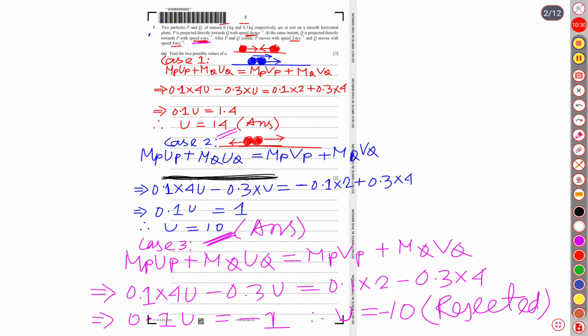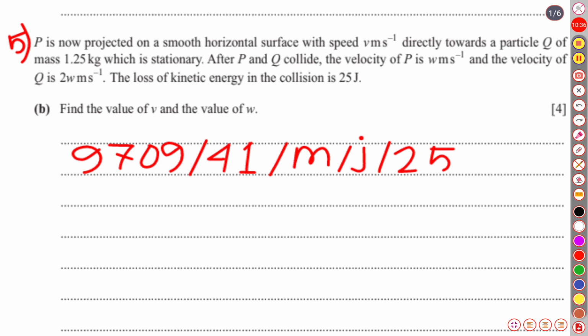Now let's move on to the next question of the same topic. The next question has been selected from paper 9709/41 for the session May/June 25, and the question says P is now projected on a smooth horizontal surface with speed v meter per second directly towards a particle Q of mass 1.25 kg, which is stationary. After P and Q collide, the velocity of P is w meter per second and the velocity of Q is 2w meter per second. The loss of kinetic energy in the collision is 25 joule. Find the value of v and the value of w.